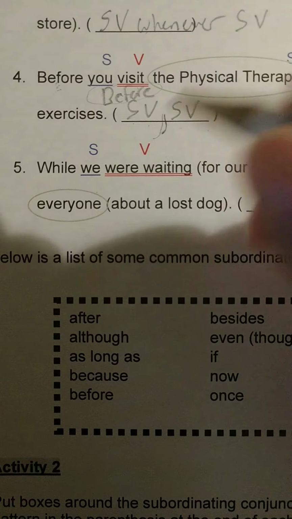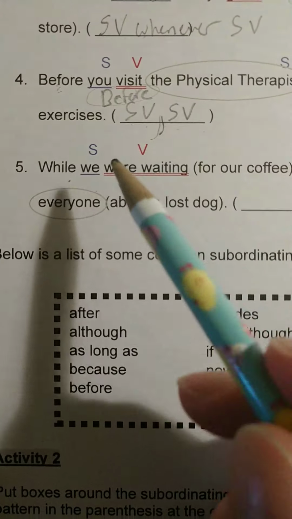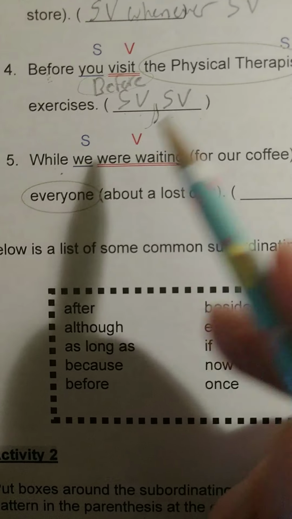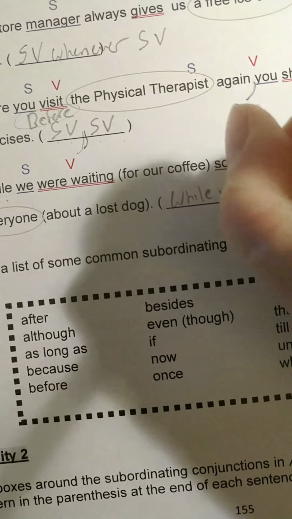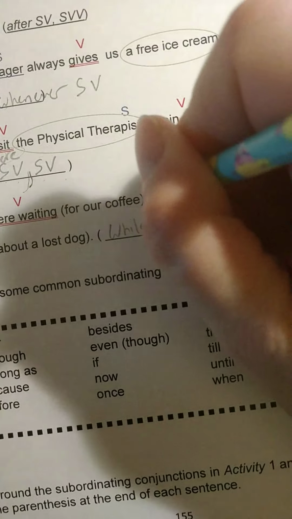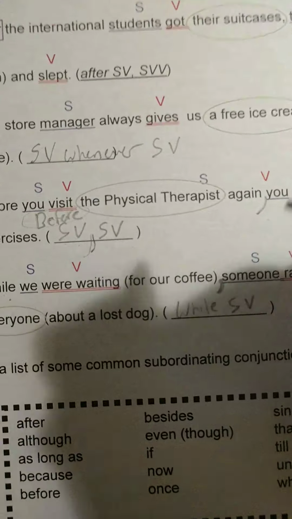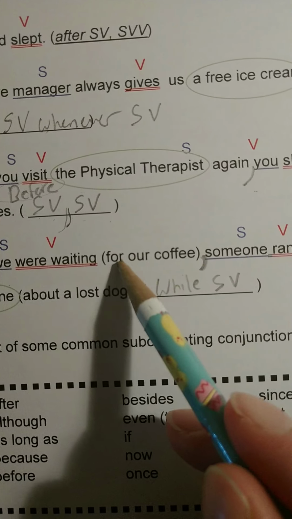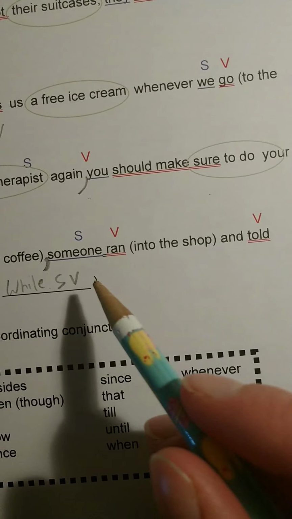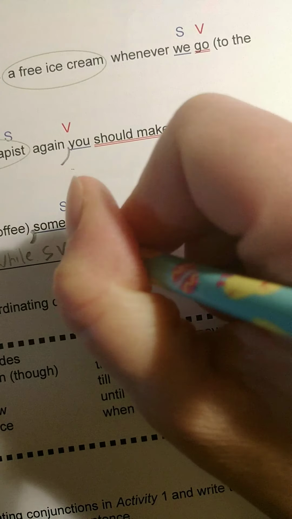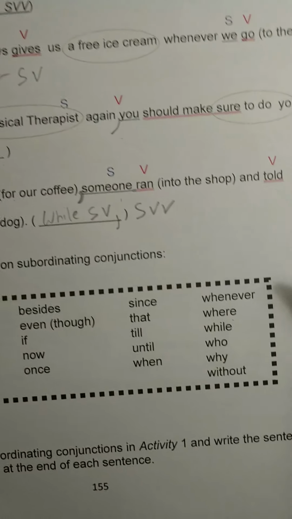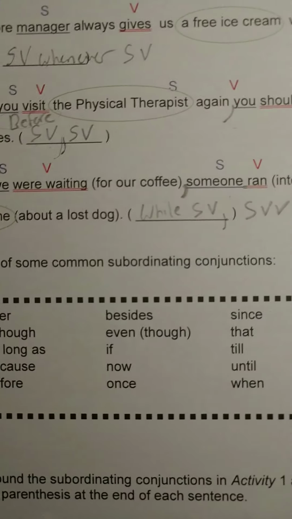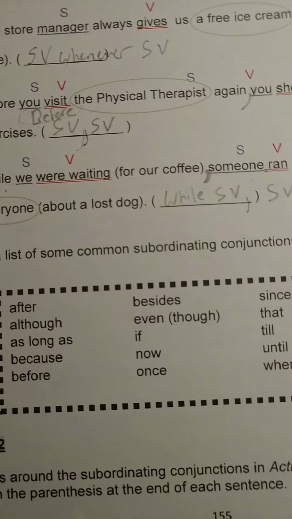Okay, number 5. While is a subordinating conjunction, so we'll write on the blank while, subject, verb. The comma should go right after for coffee. And then we have subject, verb, verb. I need to make these longer blanks. Okay, hopefully you did well on this assignment.